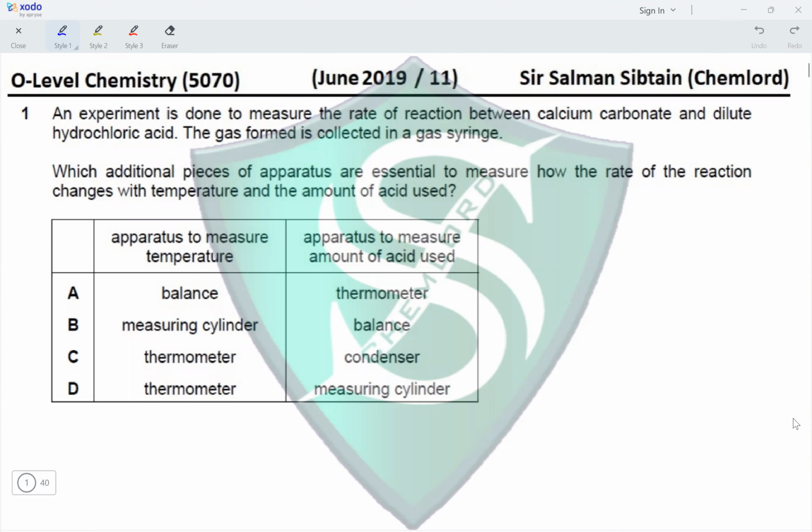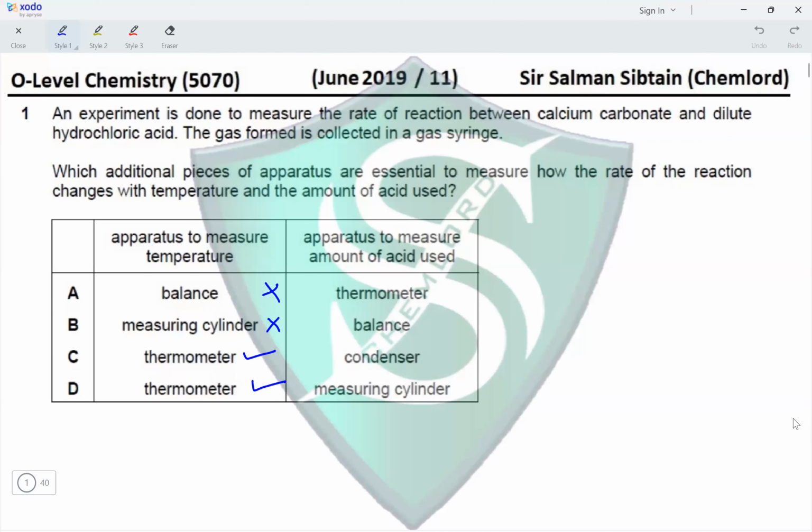Which additional pieces of apparatus are essential to measure how the rate of the reaction changes with temperature and the amount of acid used? So apparatus to measure temperature. That's pretty easy. It's a thermometer. So options C and D remain, while options A and B have been eliminated.